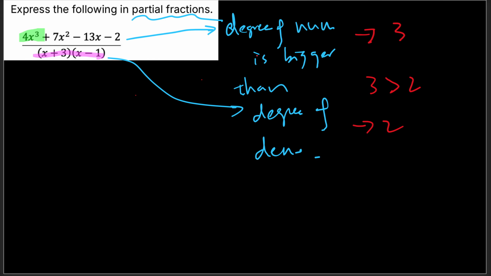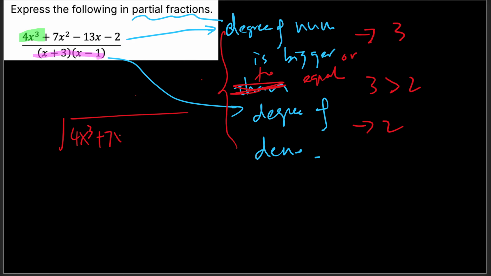Okay, so remember, if you have this condition, the degree of the numerator is bigger than or equal to the degree of your denominator, in this case it's bigger, then you have to do the long division first. So I'm going to do it here. You just remember, if you hit this condition, the degree of the numerator is bigger or equal to the degree of the denominator, you have to do the division first.